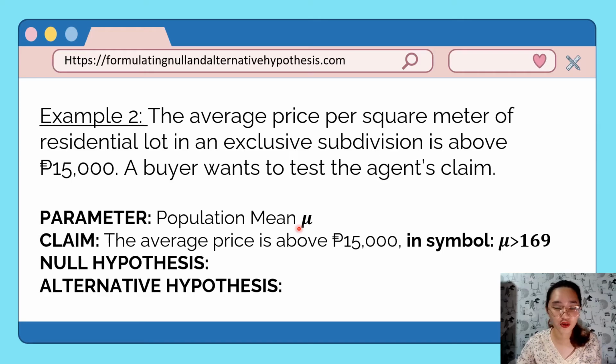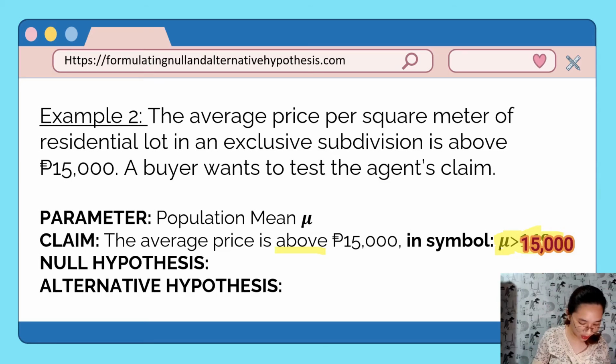Next, ano yung claim dito? Yung claim nila, yung average price daw per square meter ay above 15,000. So, in symbol, that is population mean greater than. Ayan, so above po yung ating ginamit na phrase dito. Kung mapapansin ninyo, meron siyang significant difference, which is greater than. Kaya ito po ay magpo-fall sa ating alternative hypothesis. Sulat natin, HA, mean is greater than.